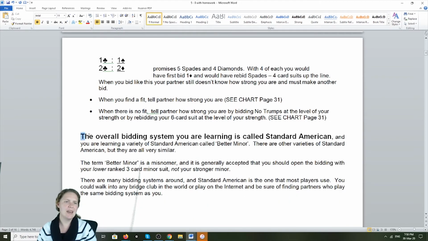One little key point that Mary's got in here is that you're playing a system called Standard American. And what a system refers to is basically our bridge language. Now, Standard American is just like saying it was Polish or Russian. Standard American is the name given to that language. There's other languages. There's one called ACOL. There's one called Precision. But ours is called Standard American.